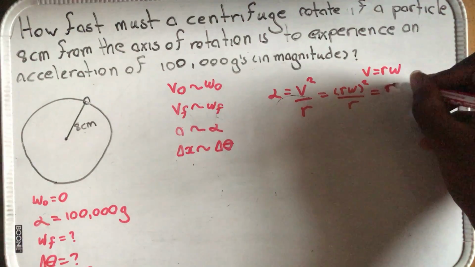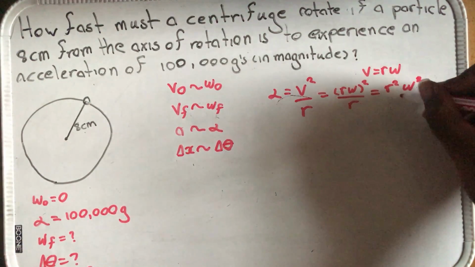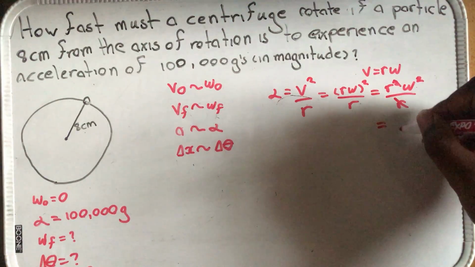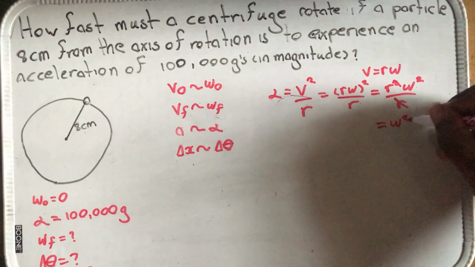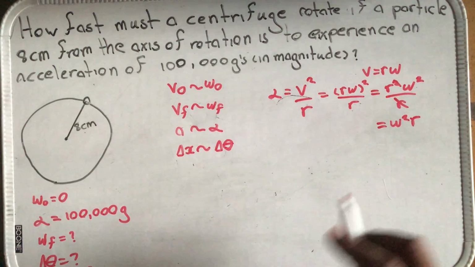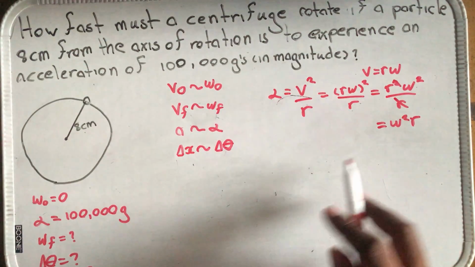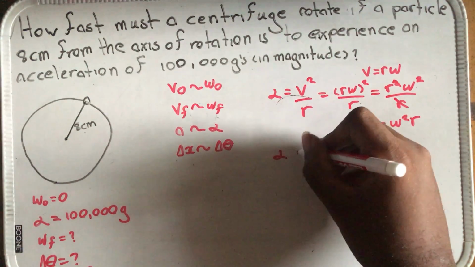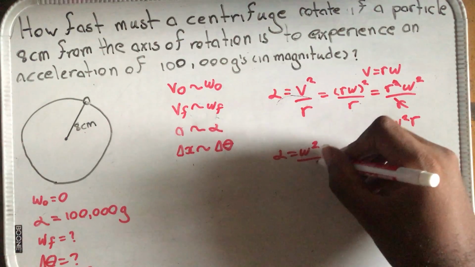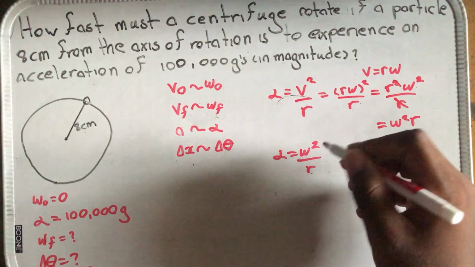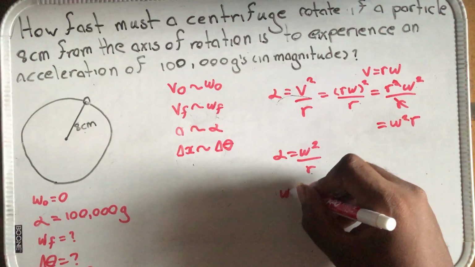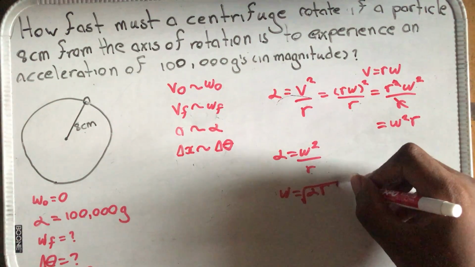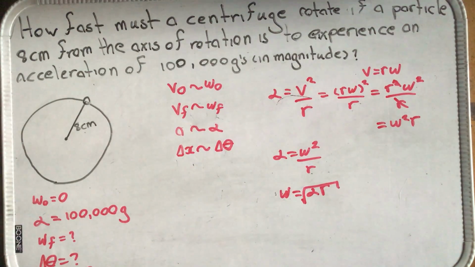So expanding this, I end up with r squared omega squared divided by r. One of my r's cancels out, and you end up with angular acceleration is equal to omega squared r. And you're going to see this a lot more often. This is just the introduction, and it's nice that this was derived in that fashion. So I have angular acceleration is equal to omega squared over r. I want to find omega squared, so omega is equal to alpha r times the square root.